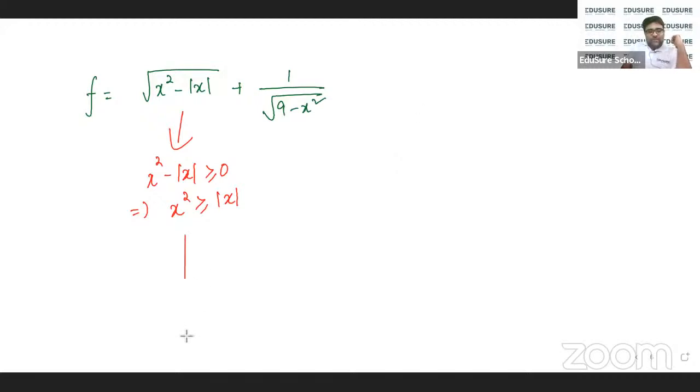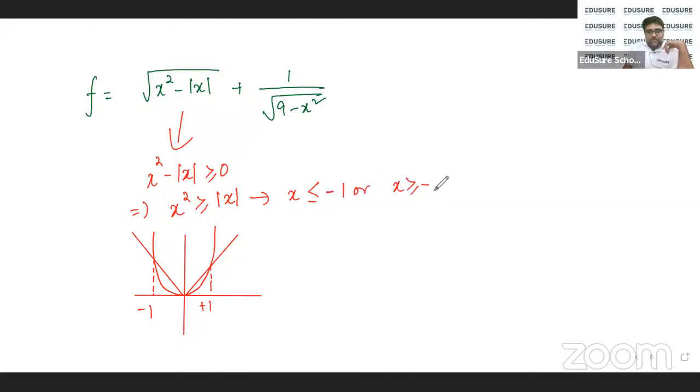Now, where will this happen? You can see it by looking at the graph. You can see it by multiple other ways. Mod x is like this. x square will look like this. Both are equal at the values -1 and +1. And you'll notice that x square is greater than equal to mod x when x is less than equal to -1 or when x is greater than equal to +1.